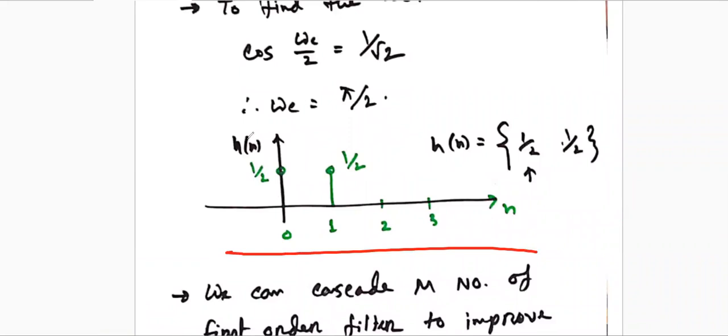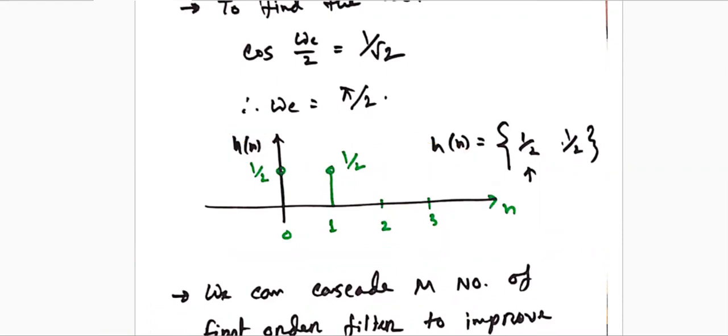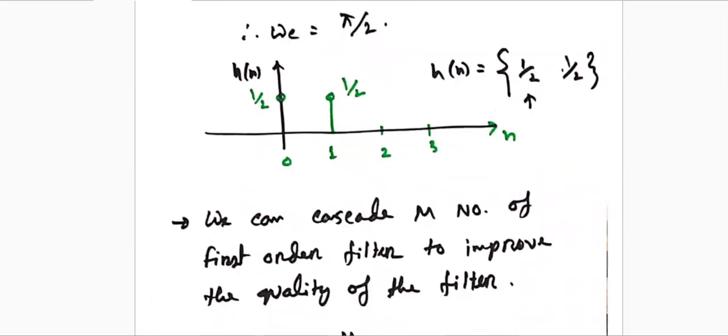So if you have your h[n] looks like this, what kind of filter is this? We have already established that this is a low pass filter. So you can design a low pass filter like this. You have half at the location of n equals 0 and n equals 1, and that's it. That is a very basic low pass filter. Of course, this is not a very good quality low pass filter, but you have designed that.